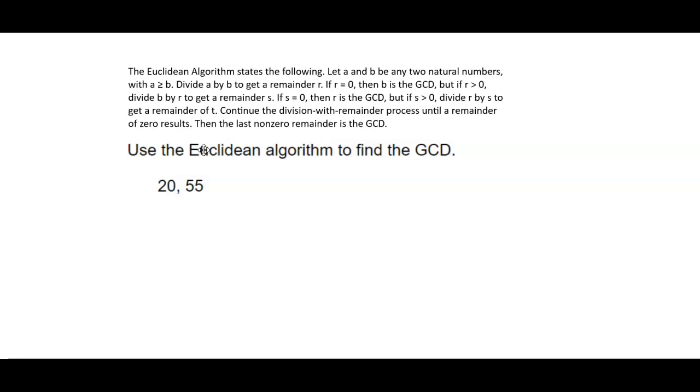So let's take a look at the first step here. The first step is we're going to take the value of 20, and then we're going to divide that into 55. Okay, 20 goes into 55 two times. 2 times 20 is going to give us 40. So when we subtract, we get 15. Okay, now because we get a remainder that is greater than 0, it's not equal to 0, now we're going to continue to the next step.